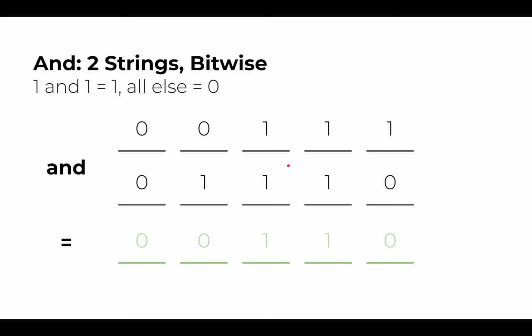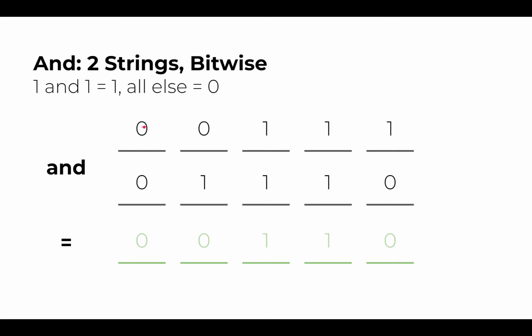All right, cool. So the next one in the order of precedence is AND. AND takes 2 strings as arguments, and like not is bitwise. So the rule for AND is if you're comparing 2 digits in the bit string and they're both 1, then the result will be a 1. Every other case, it's just a 0. 1 and 0 is a 0, 0 and 0 is 0, and that's all there is to it.